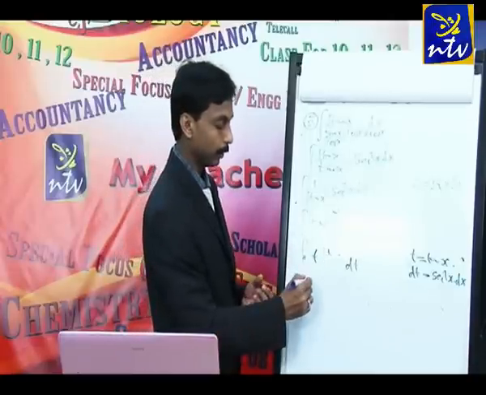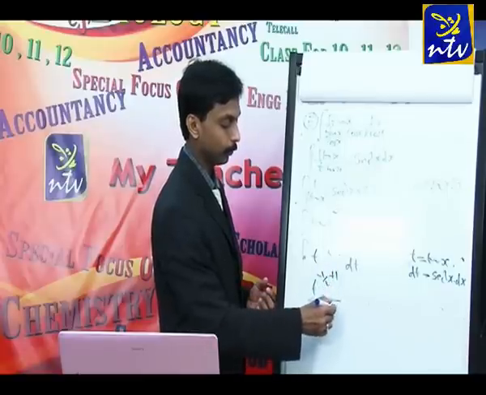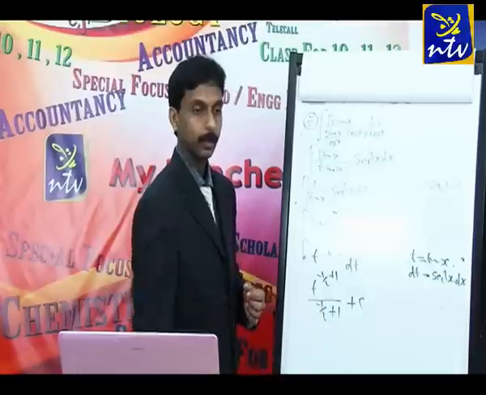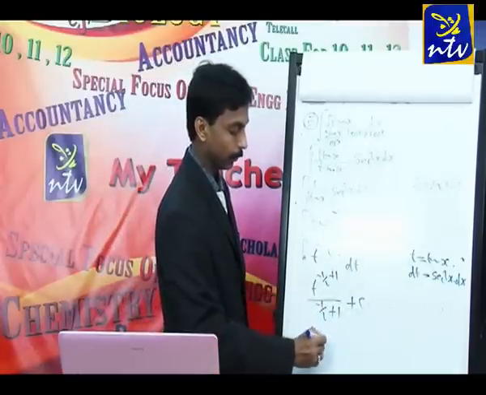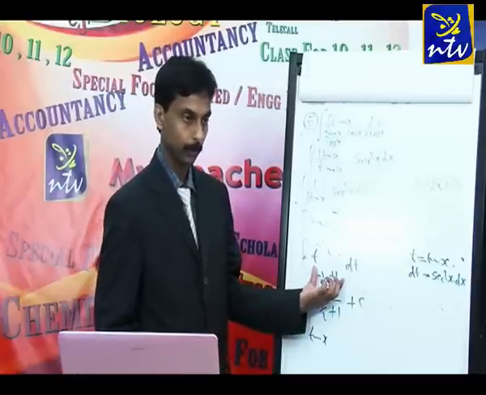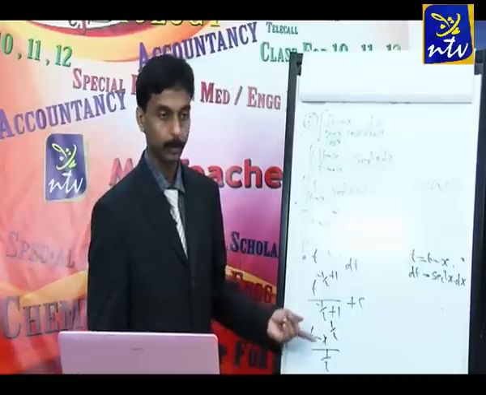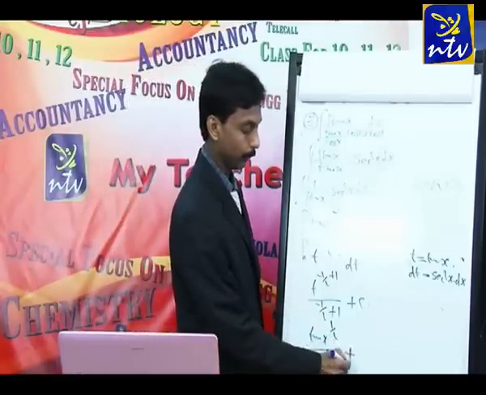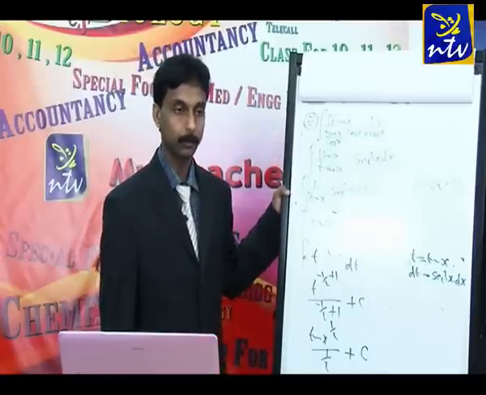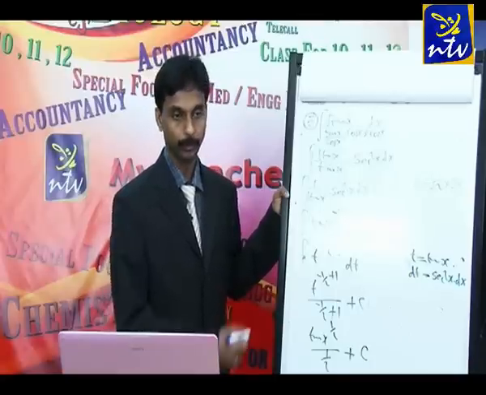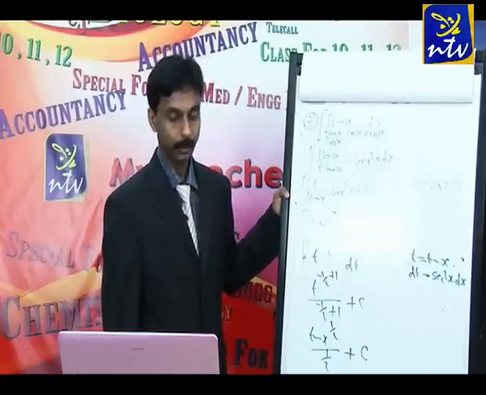So you know how to integrate this very well. t raised to minus half plus 1 divided by minus half plus 1, plus c, and t we substitute as tan x. So tan x raised to minus half plus 1 is half, and this will be half. Half will be reciprocal multiplication, it will be 2, plus c. So these are some examples and some important questions from the substitution section, the methods of substitution.